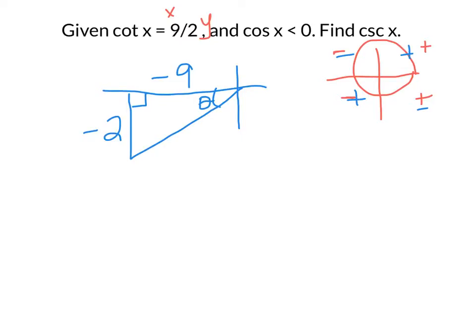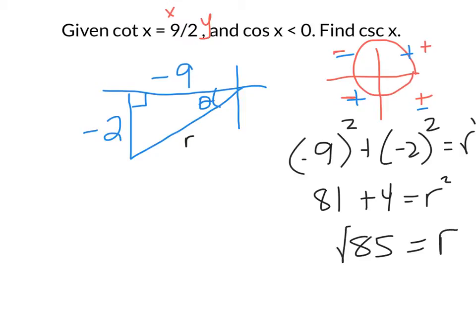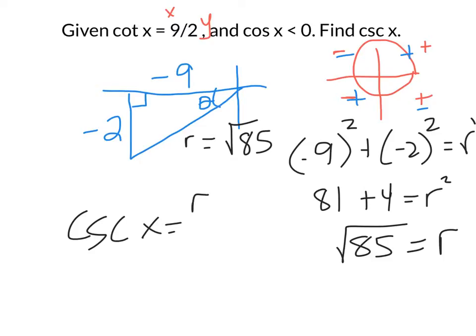So negative 9 over negative 2 still gives you a positive fraction. So now we need to figure out what our radius is. So we apply Pythagoras again. Negative 9 squared plus negative 2 squared equals r squared. So 81 plus 4 equals r squared. So here we have the square root of 85. Oddly enough. Okay, so root 85 is your radius. And so cosecant is what we're trying to find. So the cosecant is the r over the y value. So remember, this is a theta. Sorry, I should have put in my theta to not confuse you.